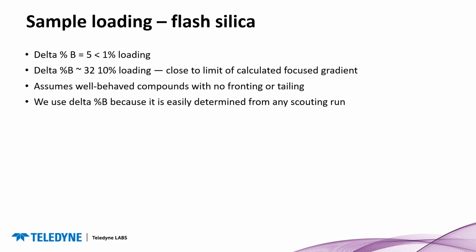A scouting run can give clues about how much sample can be loaded on a column, on the prep column. Note that I use delta %B here rather than the retention time. Retention times in scouting runs change based on several factors such as the flow rate or the gradient slope, but the calculated gradient start and end points will still be the same when you calculate the focus gradient. Peaks eluting closely together will have a small difference in solvent composition during a gradient, and not much can be loaded before the peaks start to merge.